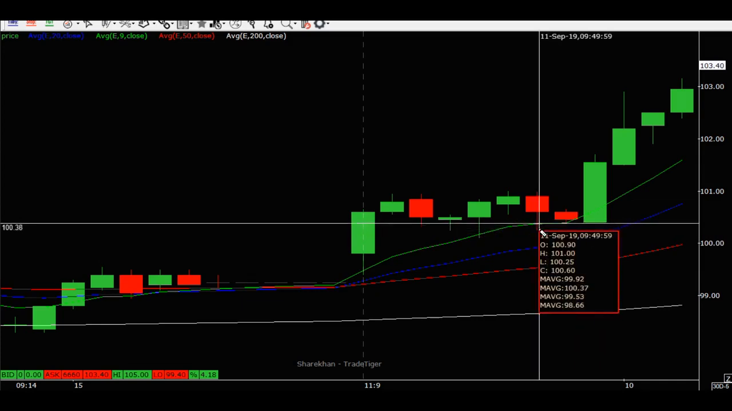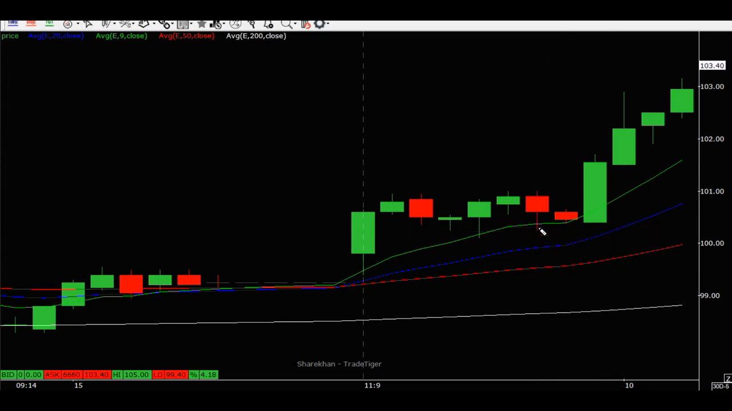Again, what does it form? A hammer pattern. Okay, so we're getting multiple confirmations, 2 hammers on the pullback towards the EMAs, right? Now, why is this crucial, guys?